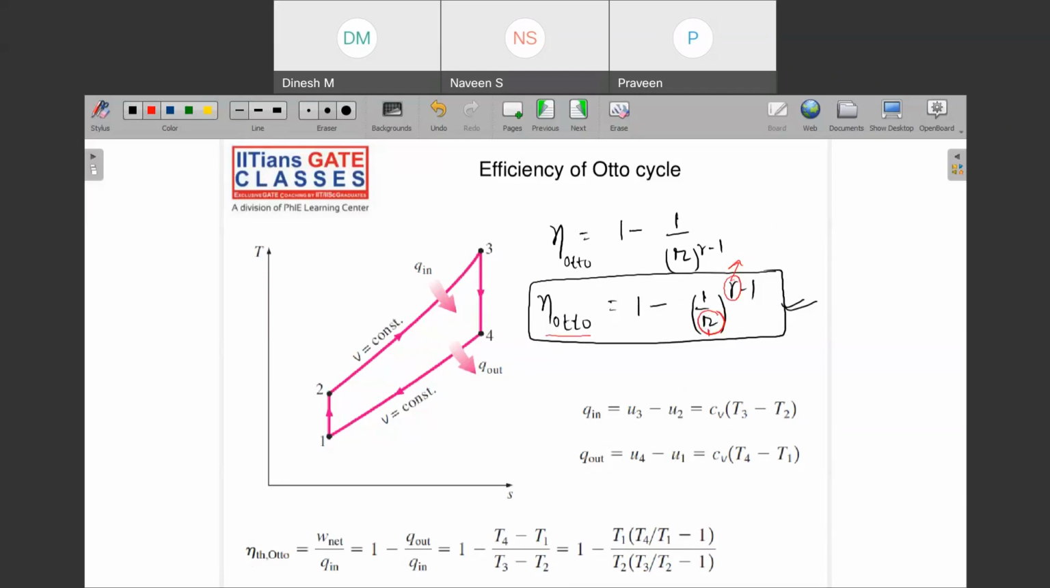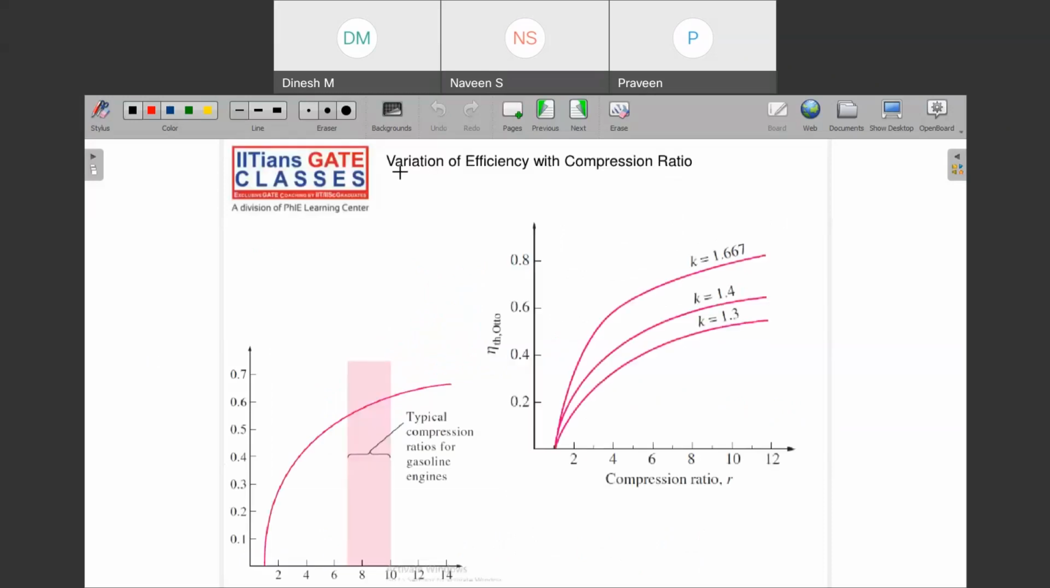So your Otto cycle efficiency is dependent upon what? The compression ratio and, second thing, the ratio of specific heats. I have shown you the variation of efficiency with the compression ratio. With the increase in the specific heats ratio, can you see that your Otto cycle efficiency is increasing? This is bound to happen.